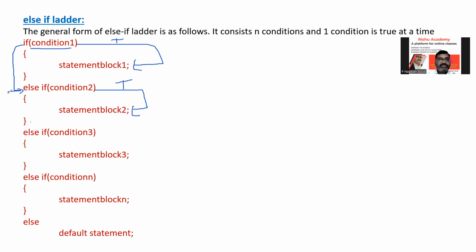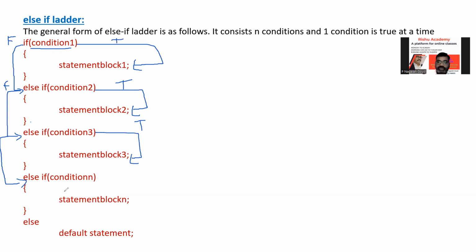Assume that this condition is false, then it goes to the next condition. Whenever the condition is false, it goes to the next condition, right? If condition 3 is true, then statement block 3 will be executed. If condition 3 is false, then it goes to the next condition and so on. All conditions will be tested.